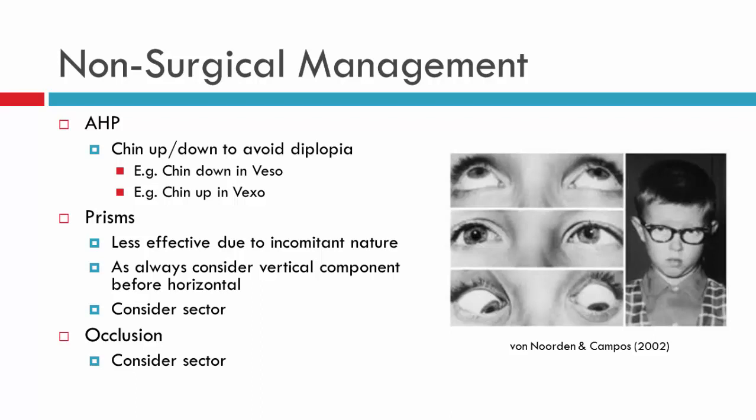Just note that once you're really starting to consider grounding prisms in glasses or sector occlusion, the patient must be having symptoms that they're not able to deal with and that they need alleviation from. And in these instances, you're probably going to need to go to surgery rather than to leave the patient with non-surgical management.